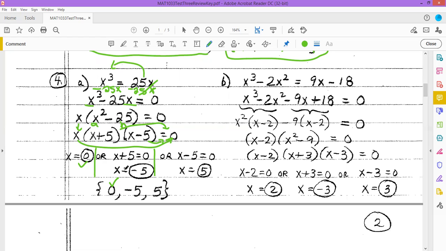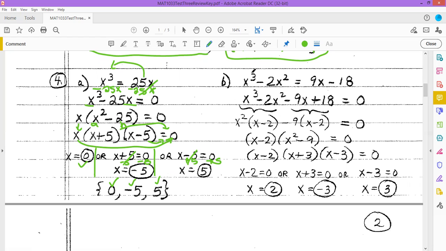The second equation, x plus 5 equals 0, we're going to solve by subtracting 5 from both sides of the equation. 5's will cancel, we'll get x is -5. And now the third equation, we're going to add 5 to both sides of the equation. And we'll get x equals 5. So these are our three solutions: 0, -5, and +5.